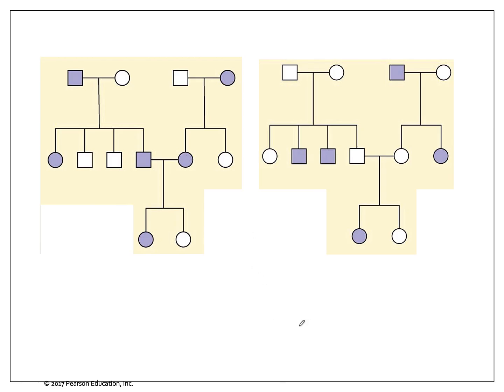The biggest thing to look for is carriers. A carrier is somebody who does not show the trait, right? However, they can pass it on to an offspring who does show the trait. So carriers are only going to occur in recessive genetic disorders. If we look at the pedigree on the left, we see a male who has the trait, who has passed it on to a daughter and a son. A female here who has this trait has passed it on to a daughter. And then these two both had the trait and they passed it on to one child.